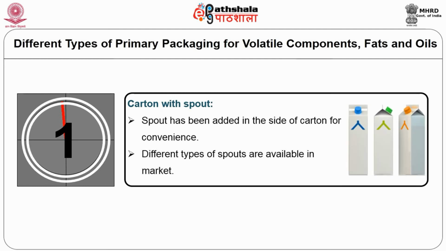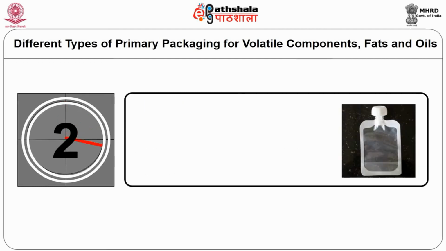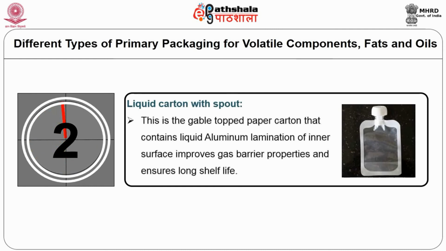Different types of spouts are available in market. Next is liquid carton with spout. This is the gable topped paper carton that contains liquid. Aluminum lamination of inner surface improves gas barrier properties and ensures long shelf life. The carton features a unique easy to pour spout which is attached in lining during the carton molding process.